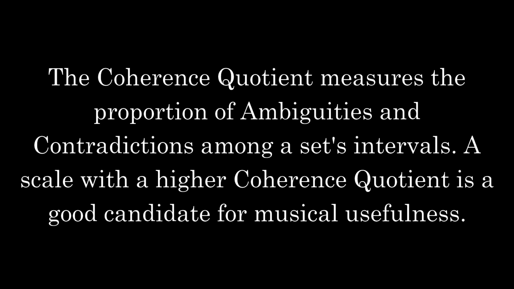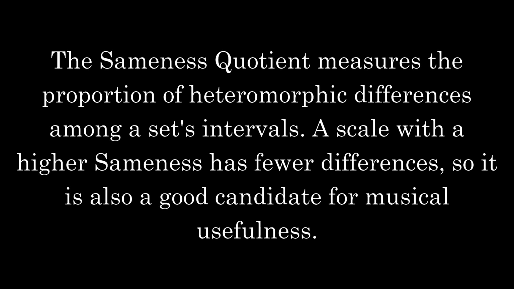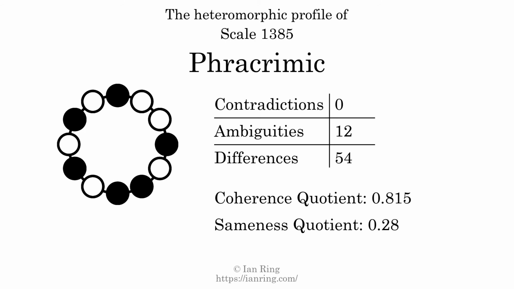The coherence quotient measures the proportion of ambiguities and contradictions among a set's intervals. A scale with a higher coherence quotient is a good candidate for musical usefulness. The coherence quotient is 0.815. The sameness quotient measures the proportion of heteromorphic differences among a set's intervals. A scale with a higher sameness has fewer differences, so it is also a good candidate for musical usefulness. The sameness quotient is 0.28.